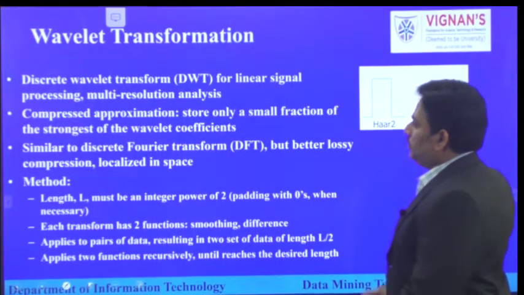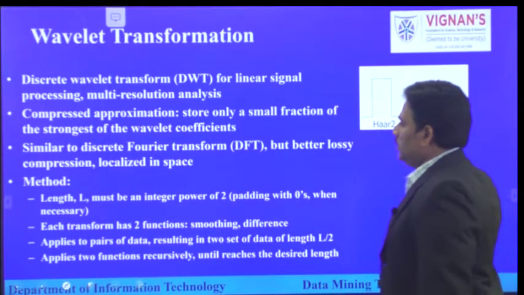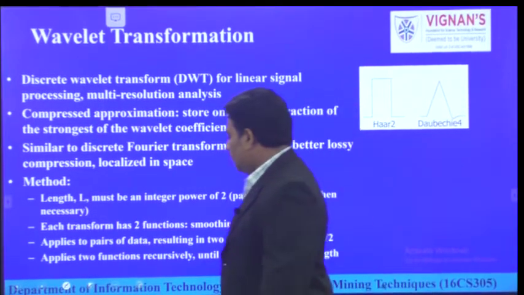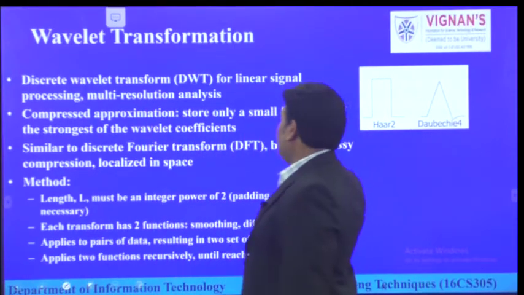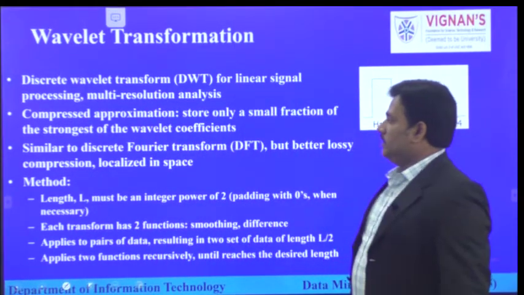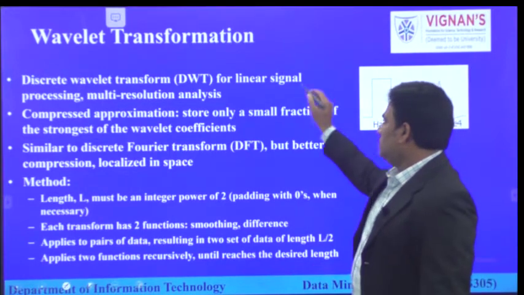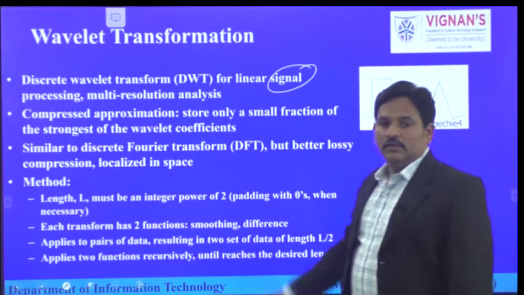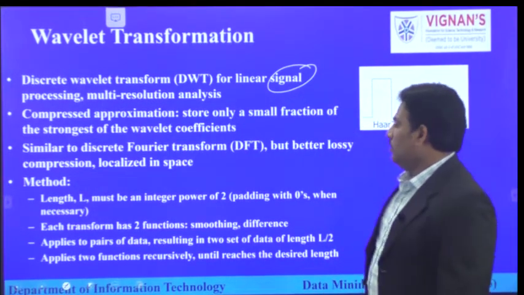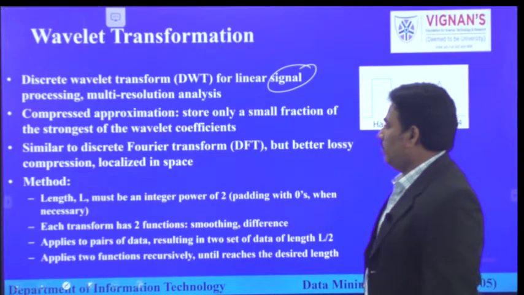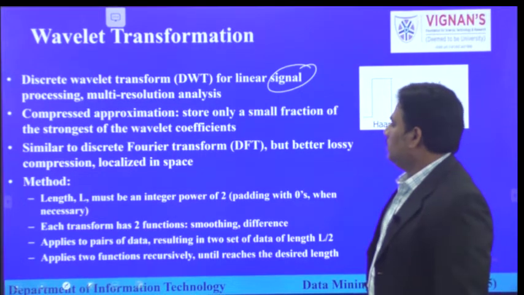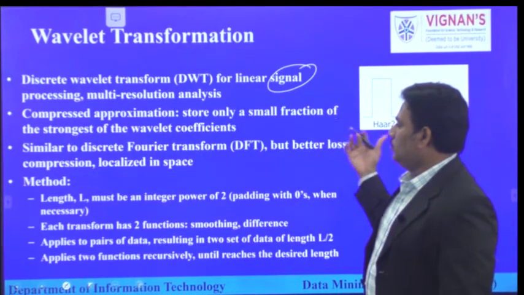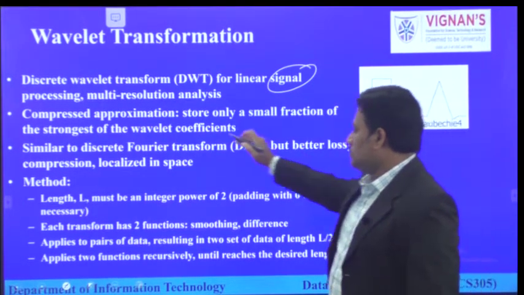Now, how will this wavelet transform work? Here we will use the discrete wavelet transformation technique, or mathematical models are going to be applied on each and every data. Here, let us take a linear signal. Now, to achieve this discrete wavelet transform, or you can say discrete Fourier transformation technique, we can apply both techniques together. What is the main objective here?